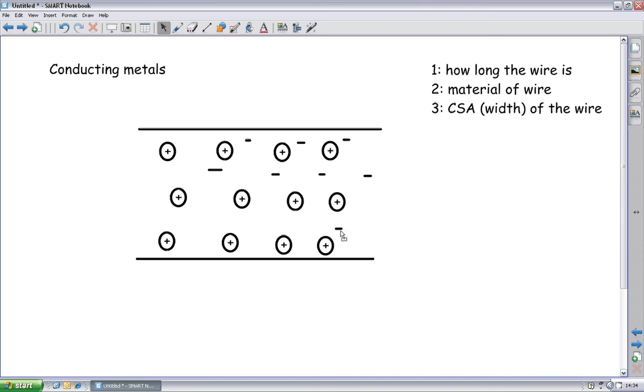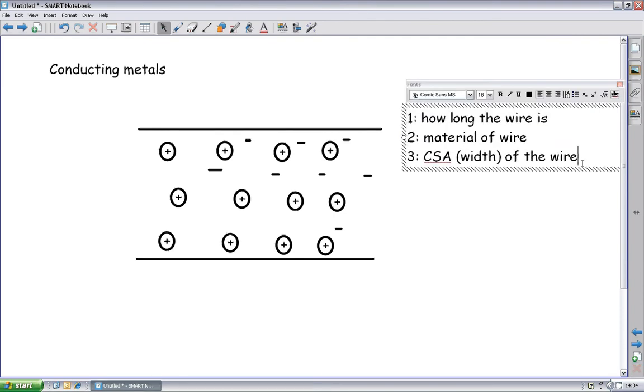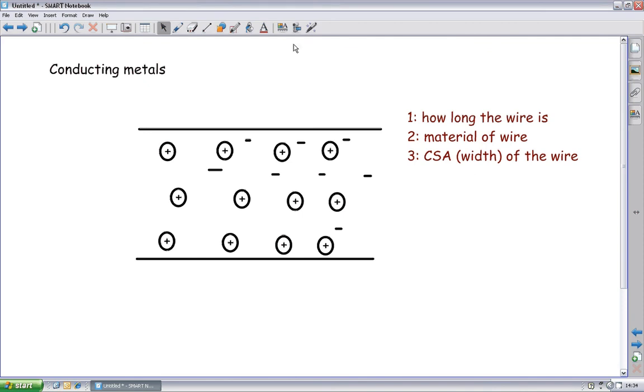So for the cross-sectional area, amazingly, if you increase the width of a wire, you actually make life easier for the current to flow through. It's a bit like a water pipe. If you increase the width of a water pipe, water flows through much more easily. These are three things that you absolutely must know for an exam. You need to know that these affect the resistance of a wire, and you need to know how.